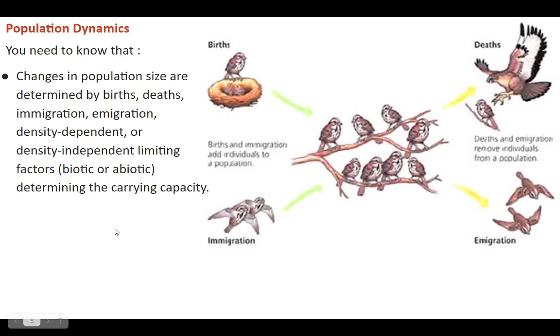Now, something you would need to know about population dynamics. How do they change? What causes a change in the population of any given area? Remember, a population is the number of whatever these things are.